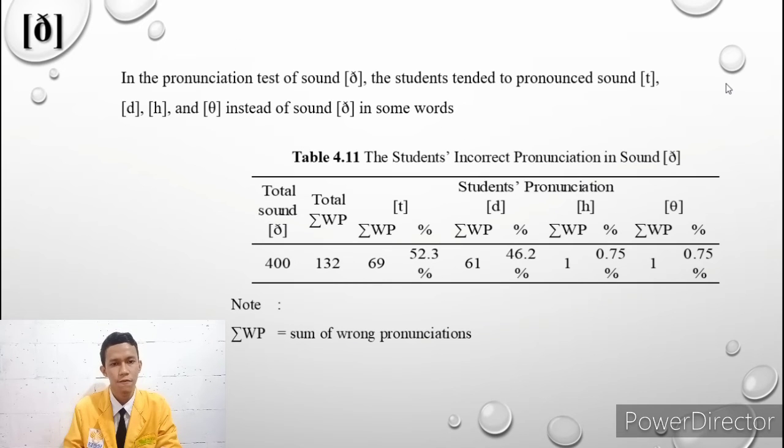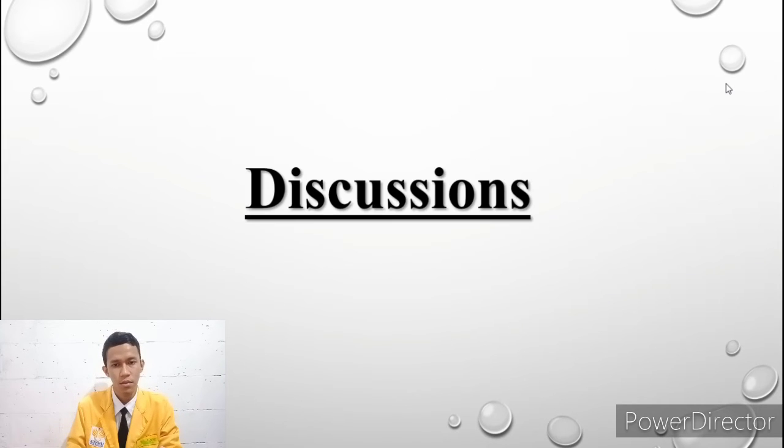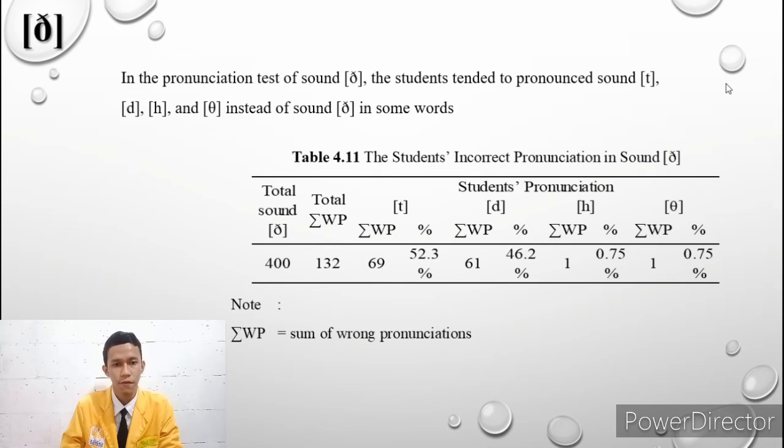In the pronunciation test of the sound th, the student tend to pronounce sound th, t, h, and th instead of the sound th in some word. The percentage can be seen in the table. Most students tend to pronounce the sound th instead of the sound th. While in the pronunciation of the sound ta, it found that there was no wrong pronunciation made by the student. The finding showed that the replacement or substitution phenomenon was the most common way that students did in dealing with the difficulties in pronouncing certain sound.